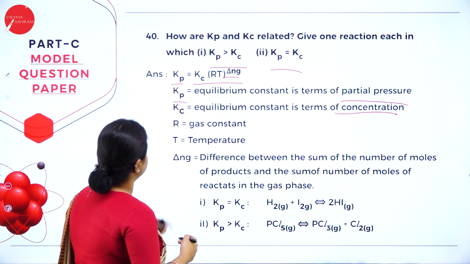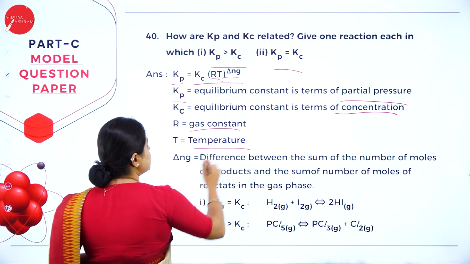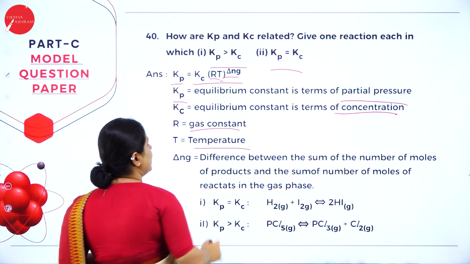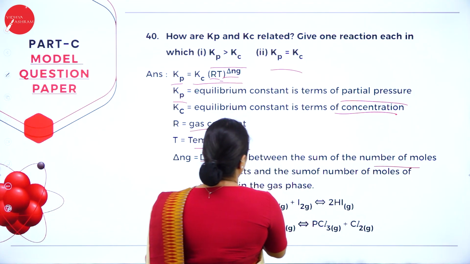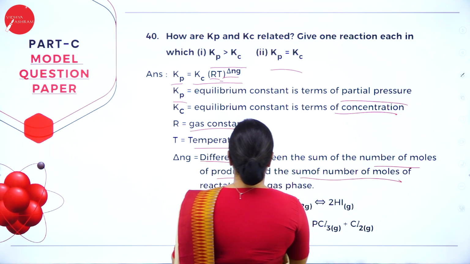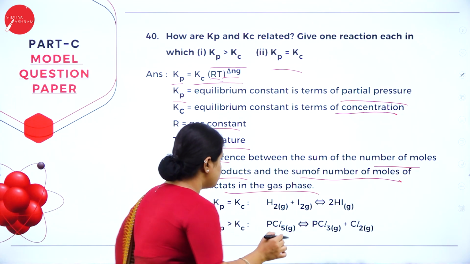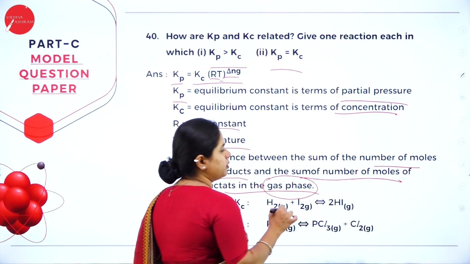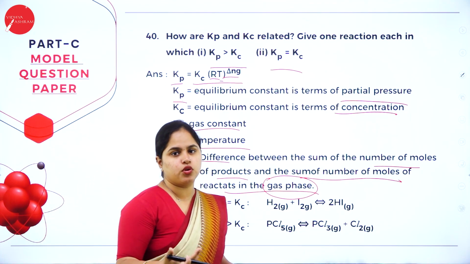Now, what else is here? R. What is R? It is the universal gas constant. What is T? It is temperature. Now, what else is there? Delta Ng. That is the difference between the sum of the number of moles of products and the sum of the number of moles of the reactants in the gas phase. This particular part is very important: only those molecules which are in the gas phase you have to consider.